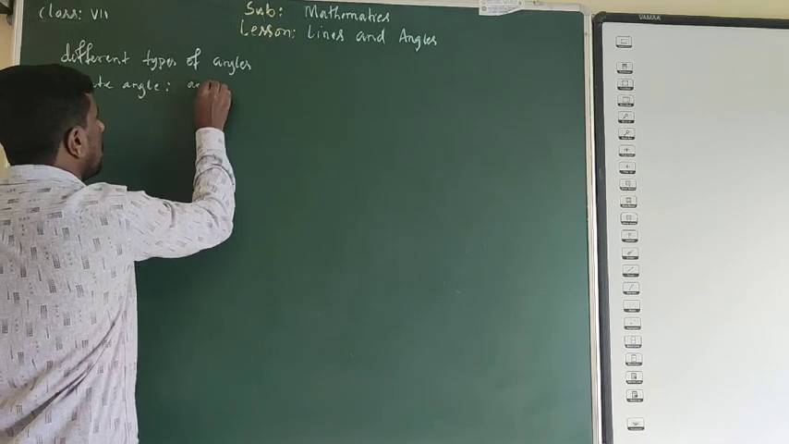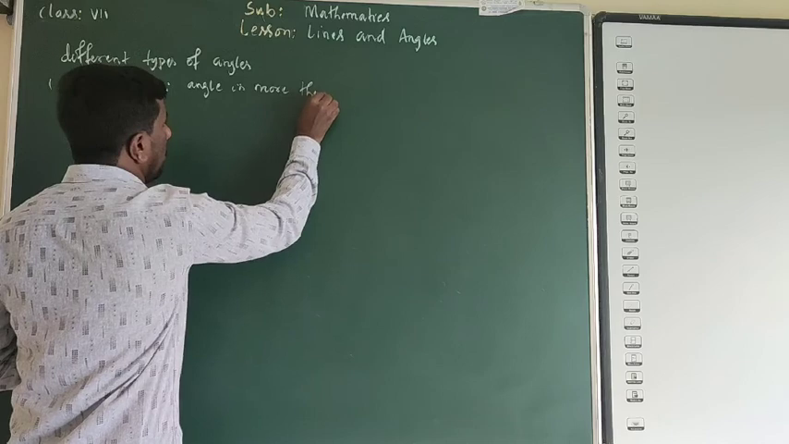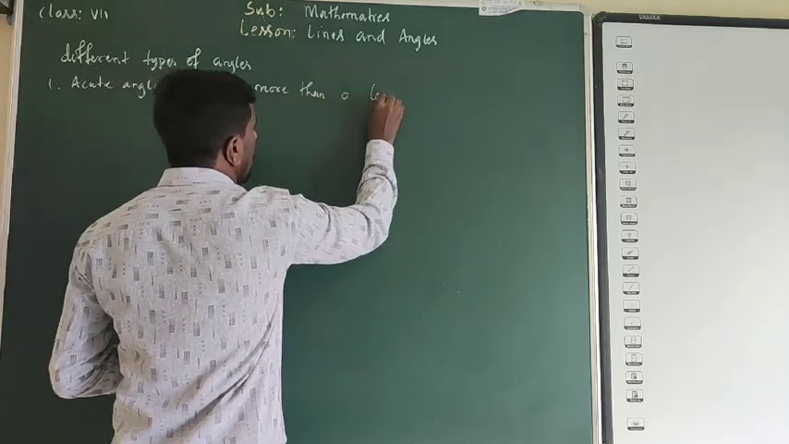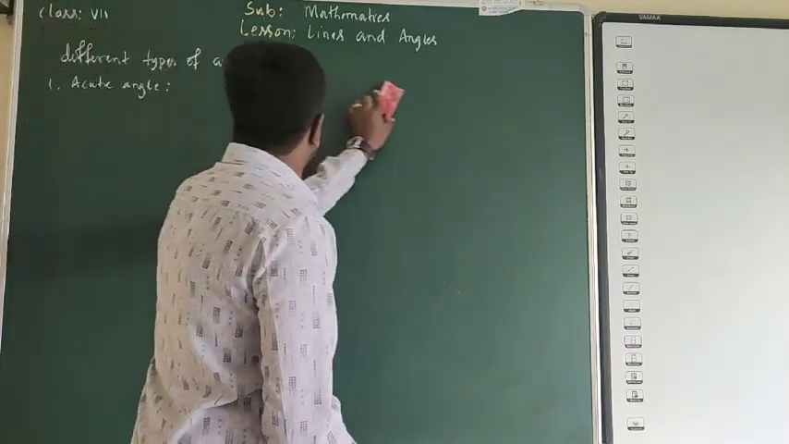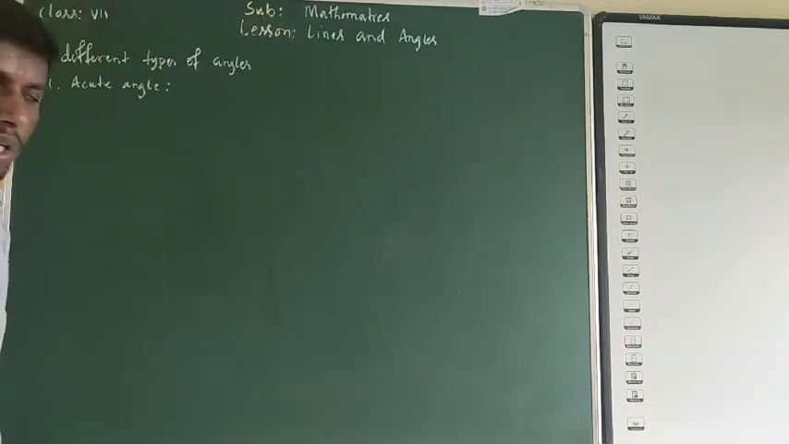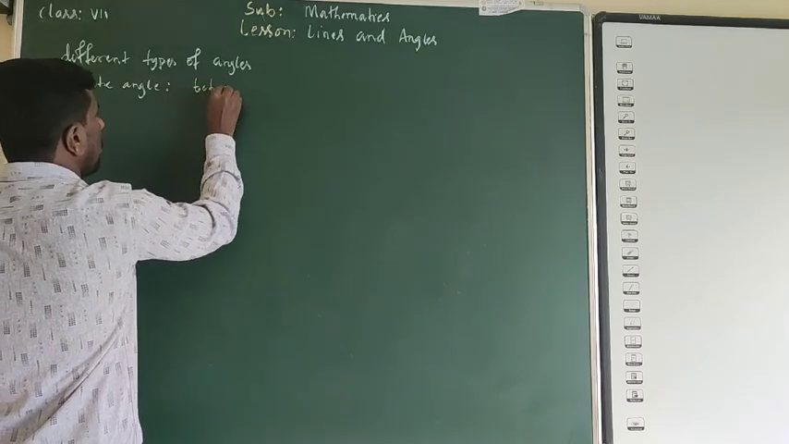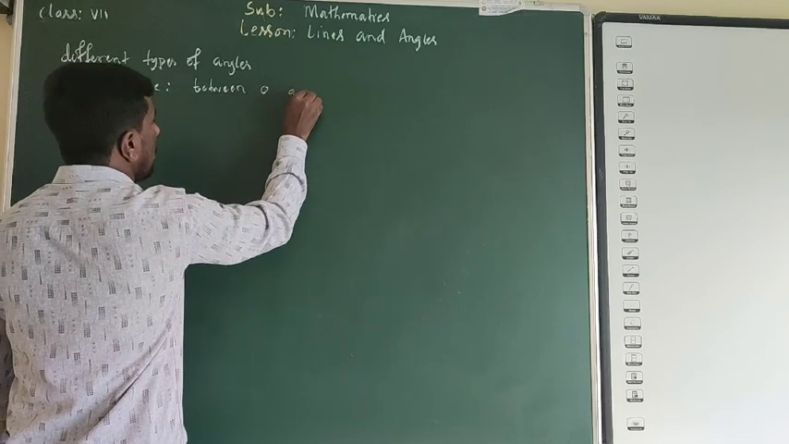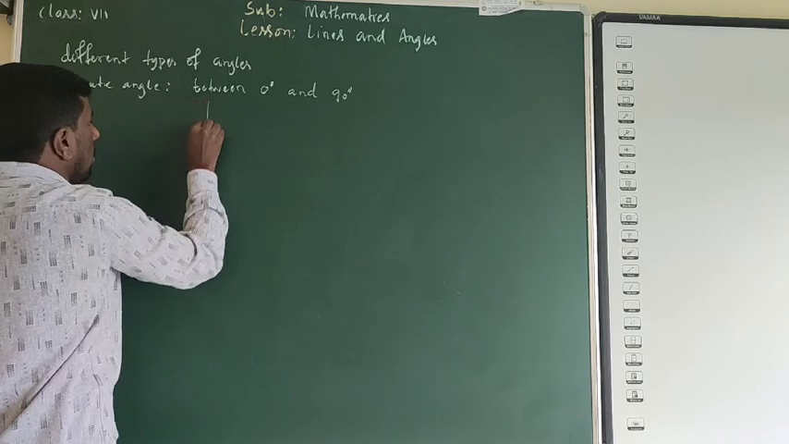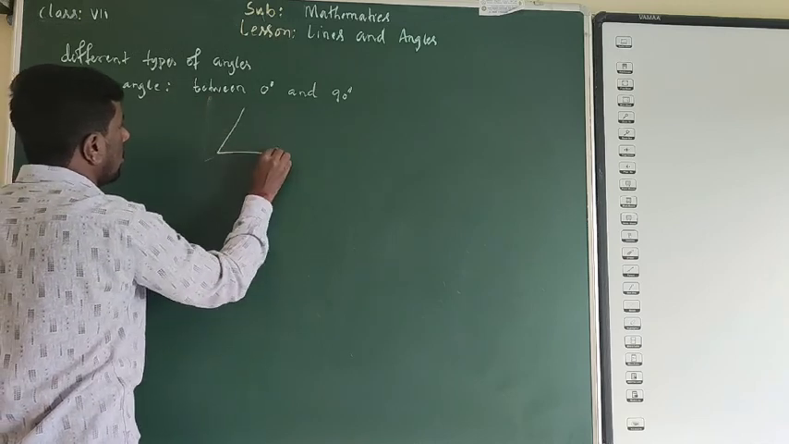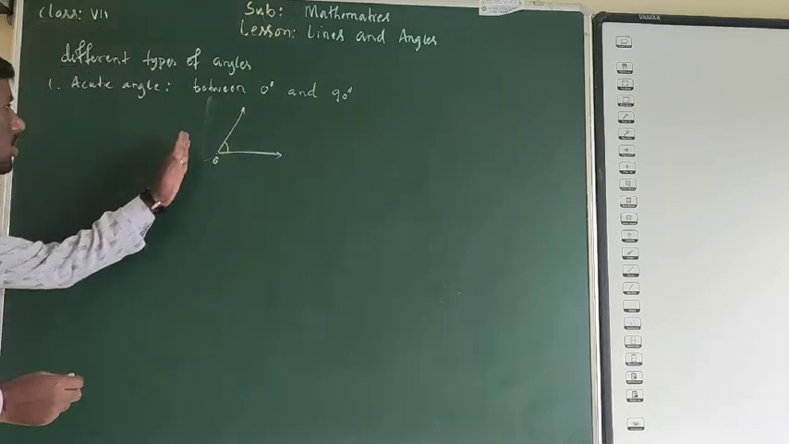An acute angle is between 0 and 90 degrees. This is an acute angle because it is not exactly 90 degrees.